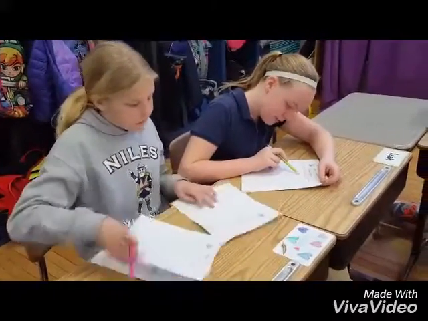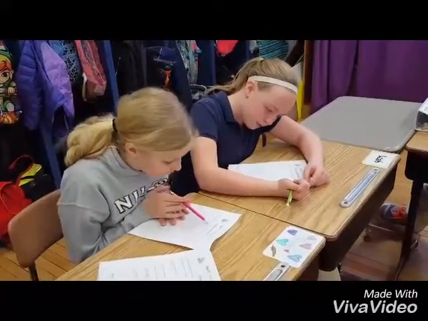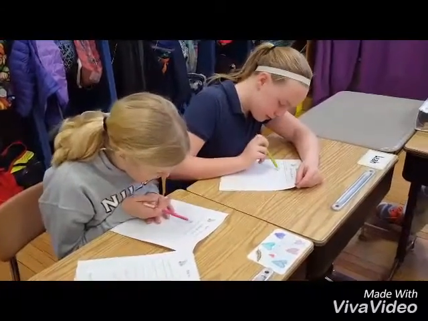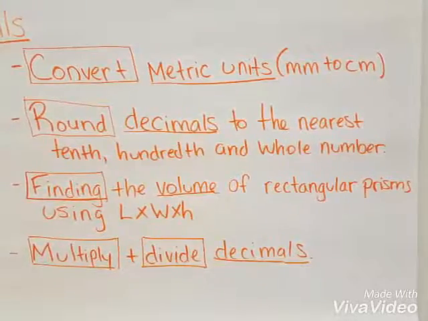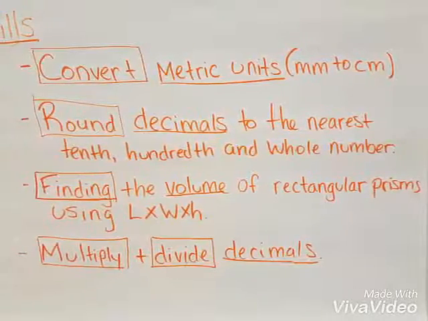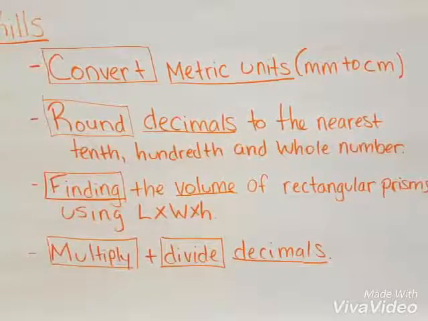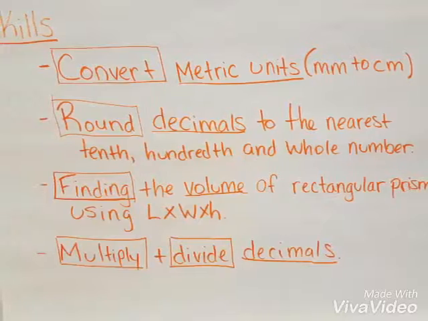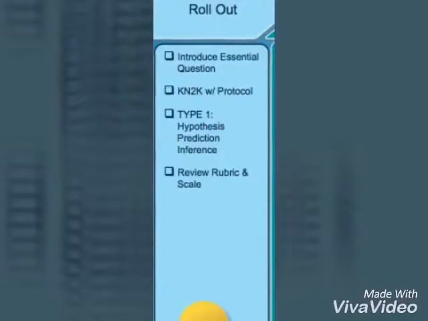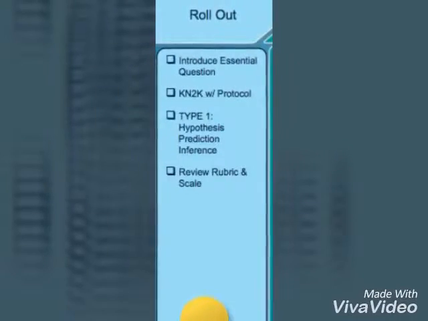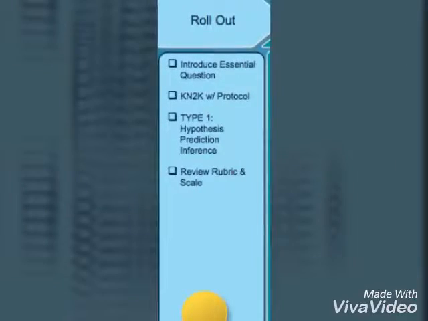Multiply, and then the activity on your task. Okay, convert. These skills are listed and discussed as a whole class. Students recognize they will be converting, rounding, finding volume, and multiplying and dividing. Next, students will participate in a need to know protocol.